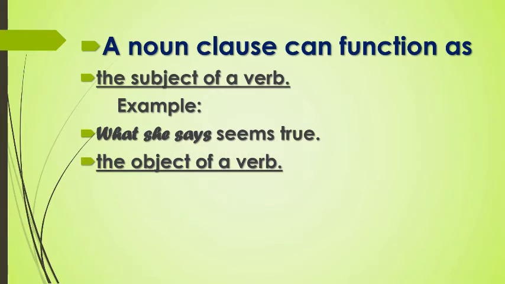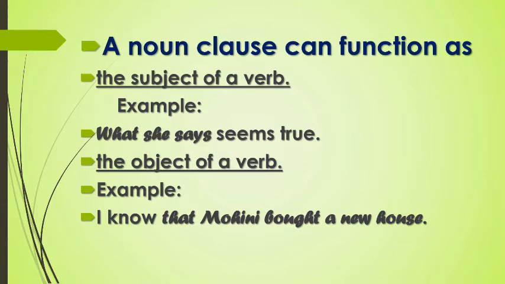It can function as the object of a verb. For example, I know that Mohini bought a new house. Here, the noun clause that Mohini bought a new house is acting as the object of the verb know.